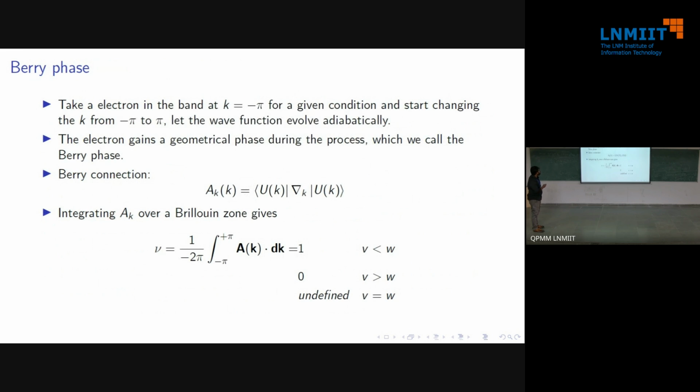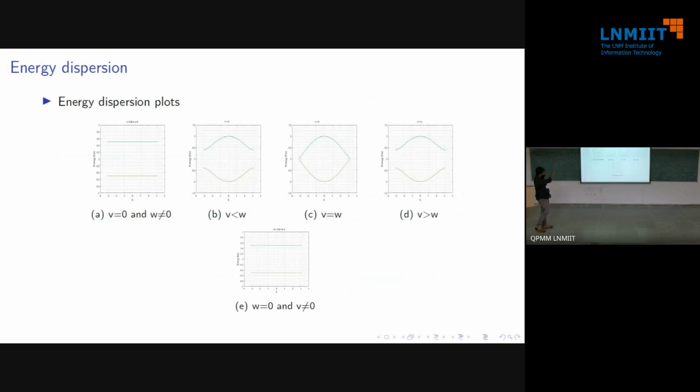And now what we try to do is we can see that there is a band closing phenomenon at V equal to W. As I previously mentioned, when the band closing phenomenon is happening, there might be a topological phase transition. So is it actually there in this or not? So we try to understand it.